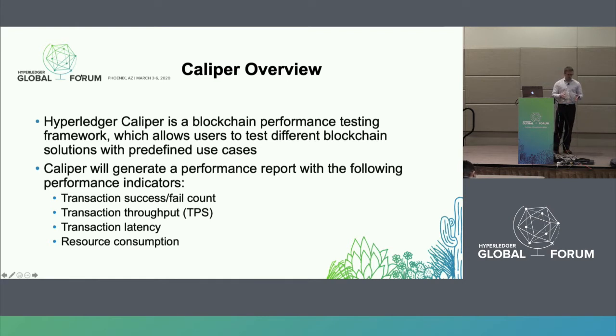And in that report, you'll have details on the transaction success or fail count, the transaction throughput, that's TPS, or transactions per second, and transaction latency, how long one of these transactions took to complete. We're also detailing resource consumption, so how much CPU is being consumed, how much memory you're using, the network I/O, the disk I/O, so you can see different points of constraint for the system you're looking at.